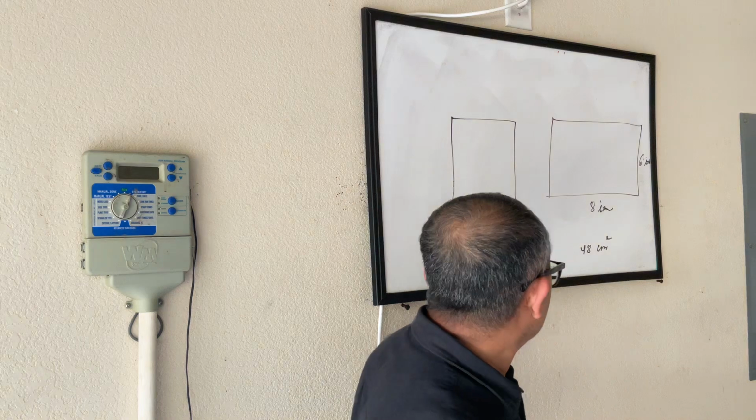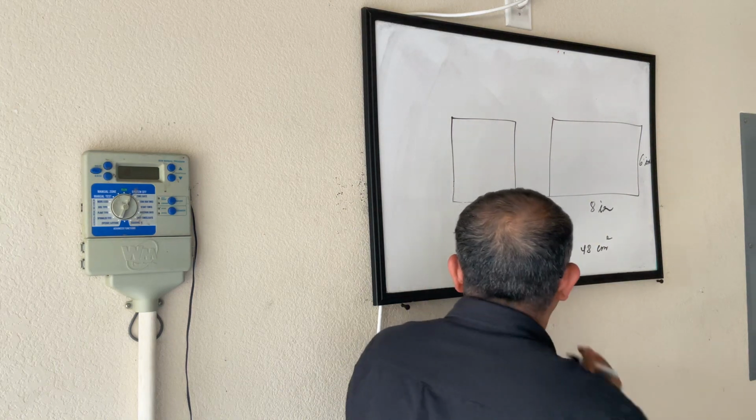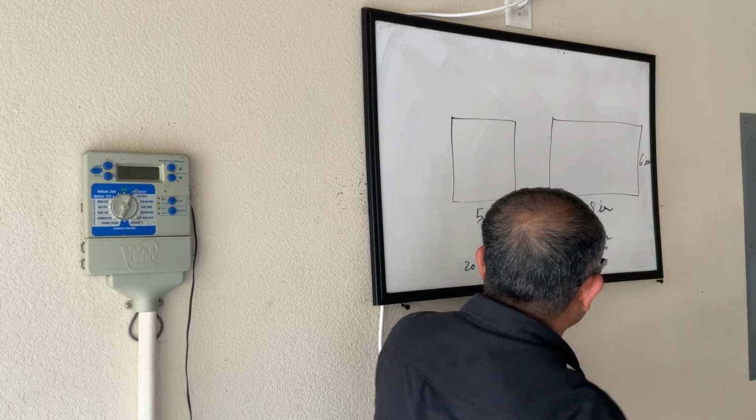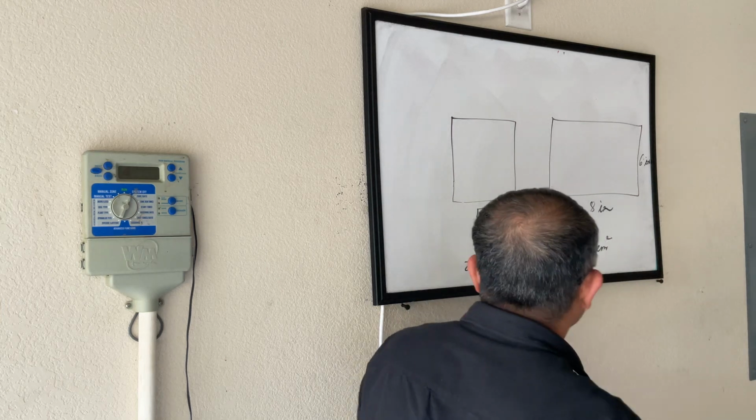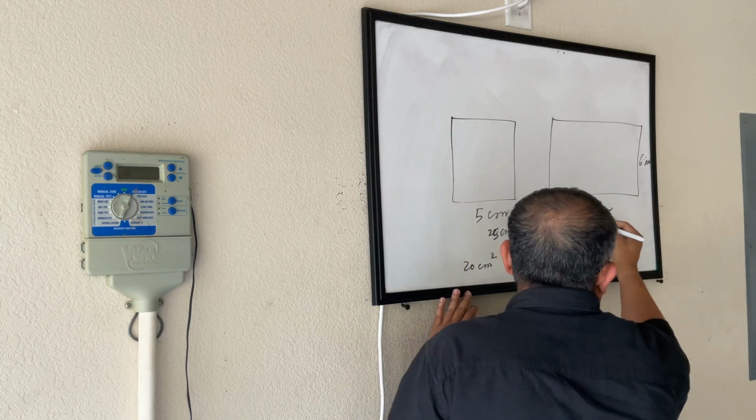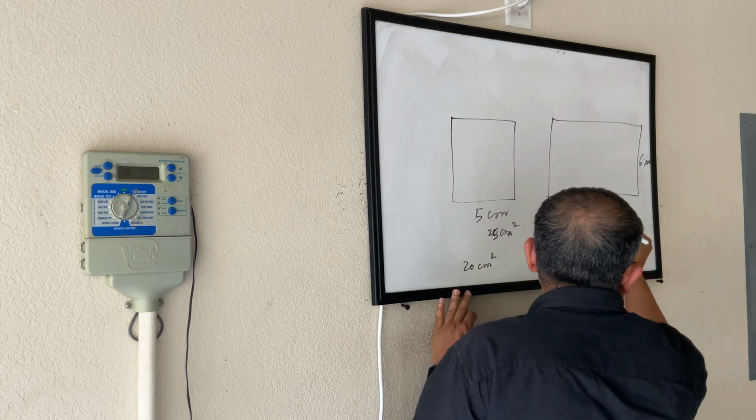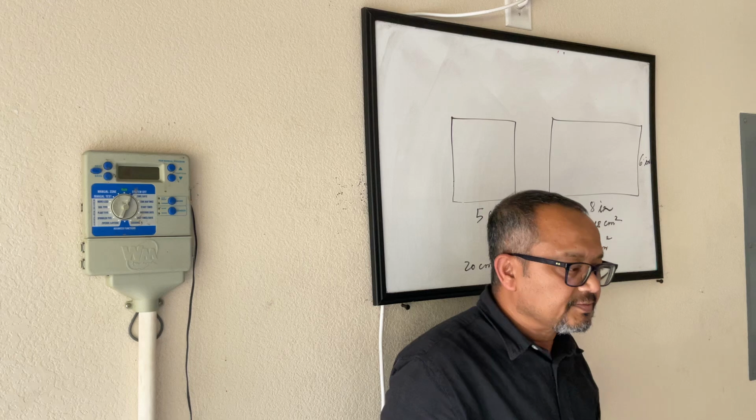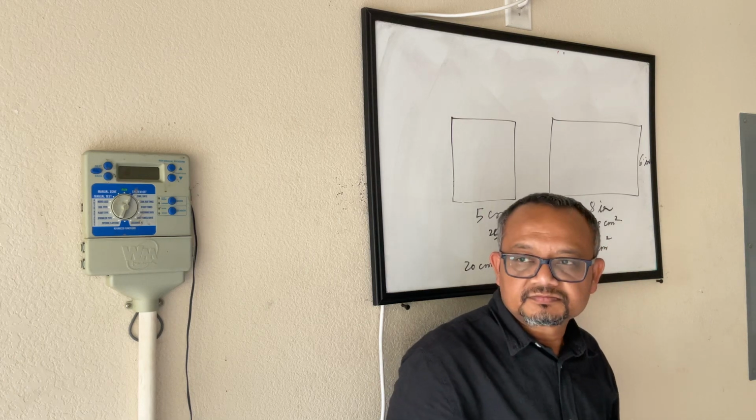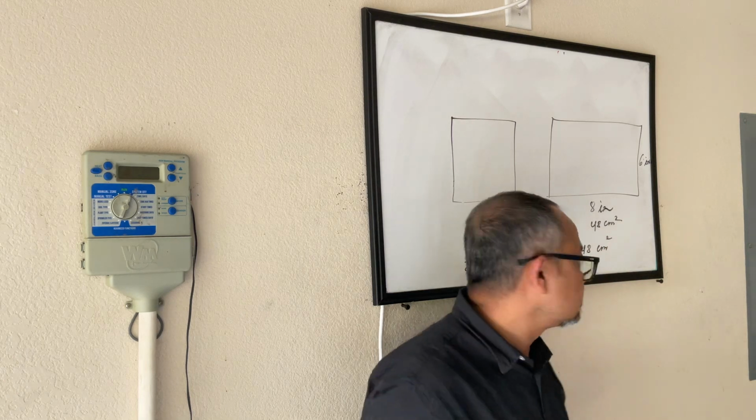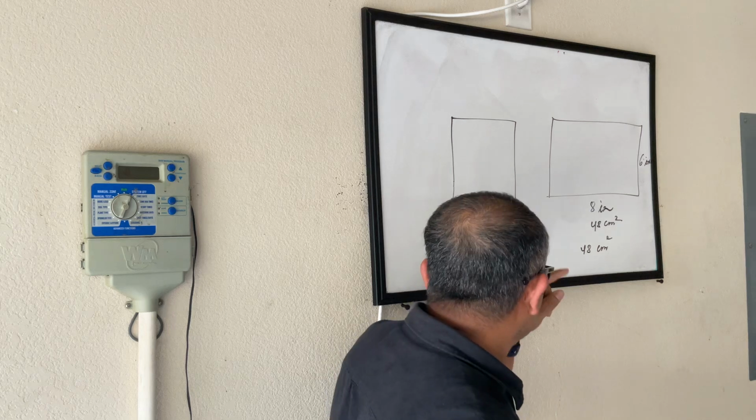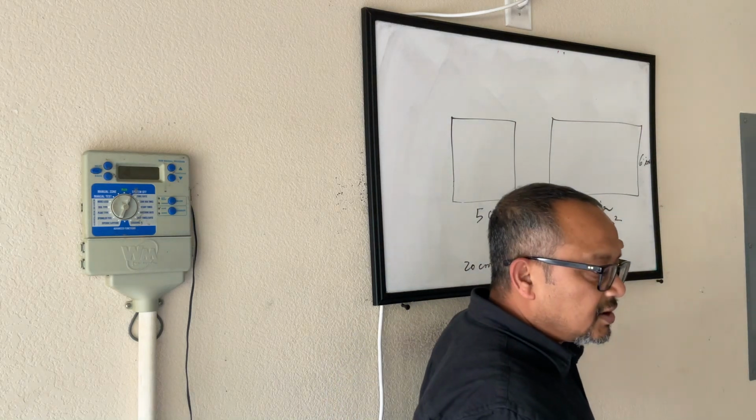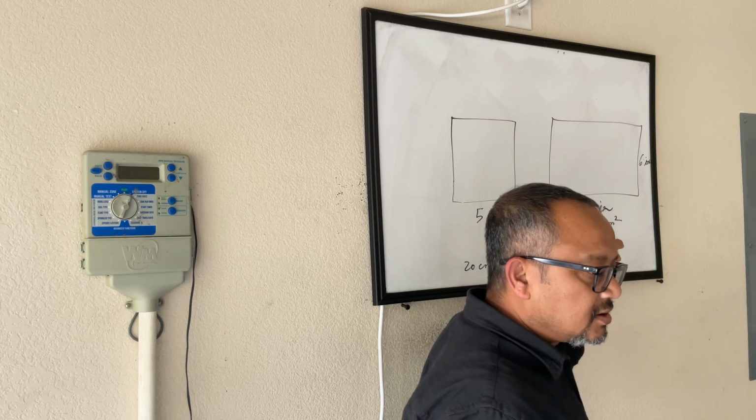So the first one is 25 centimeters square, and the second one is 48 centimeters square. Okay, let's go to Nihit. The first one is 25 centimeters squared. Second one? The second one is 48 centimeters squared.